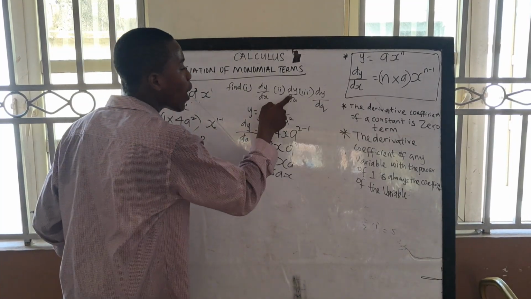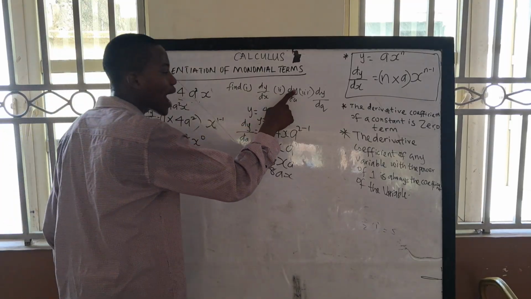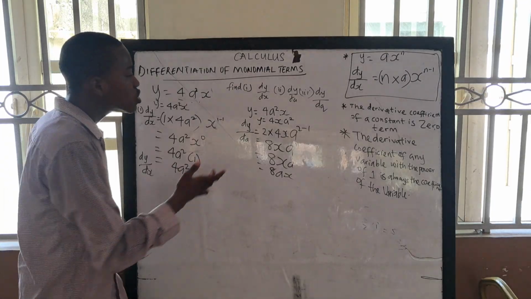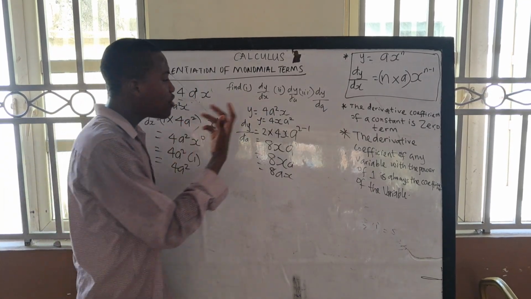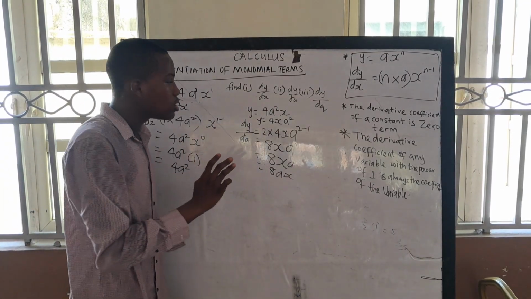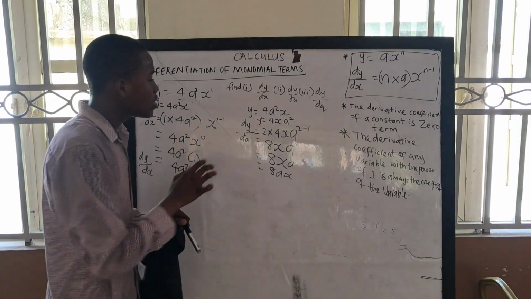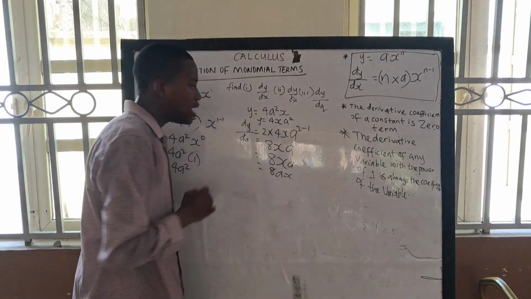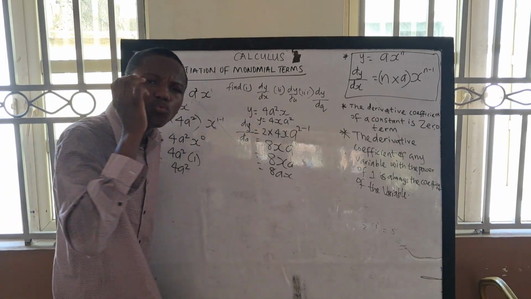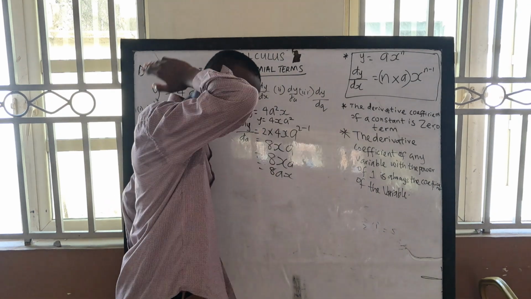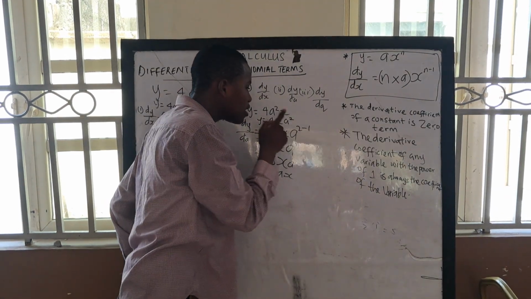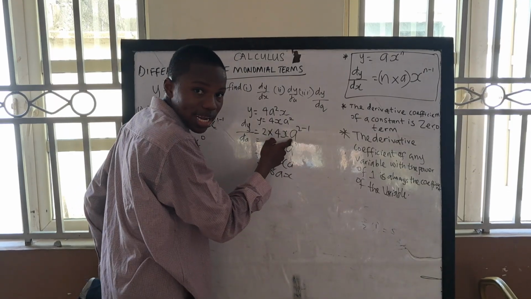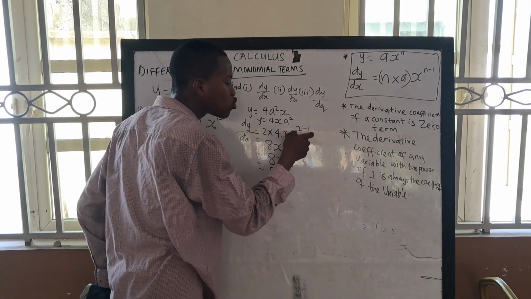Let me recap. Now they ask me to find dy/da. That means I should differentiate y with respect to a. That's what I'm being asked to find. So now I'm having 4a squared x. I rearrange it to simplify it very well and make my work clean and neat. Anything I'm doing is with respect to a. So I'm having a squared. I'll multiply everything by the power, that's 2 times 4xa. Then I subtract 1 from the power of a, that's 2 minus 1.